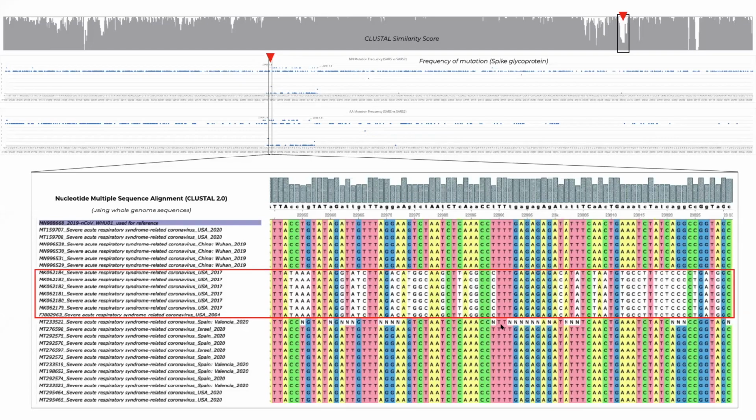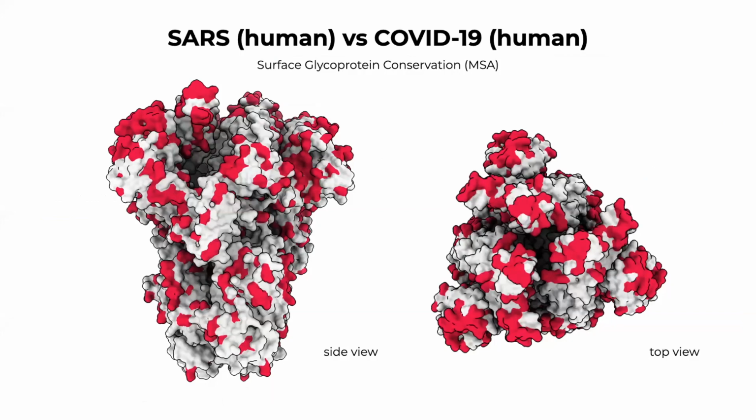So I'm quickly going to demonstrate a couple of examples. This is a comparison between a number of sequences from human hosts from SARS and SARS-2, and you can see how there's an accumulation of changes throughout the spike glycoprotein.